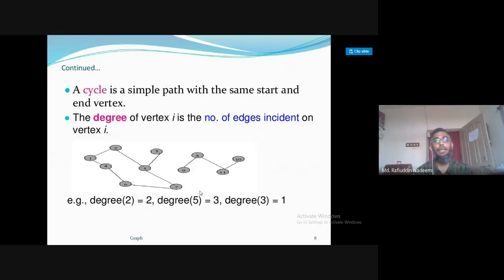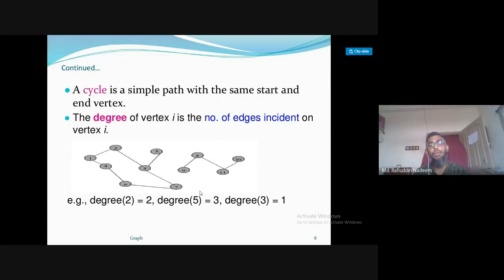Then we have the cycle. As I mentioned earlier about this term, a cycle is a simple path with the same start and end vertex. So if the beginning and the ending vertex are both the same, then you call it a cycle.